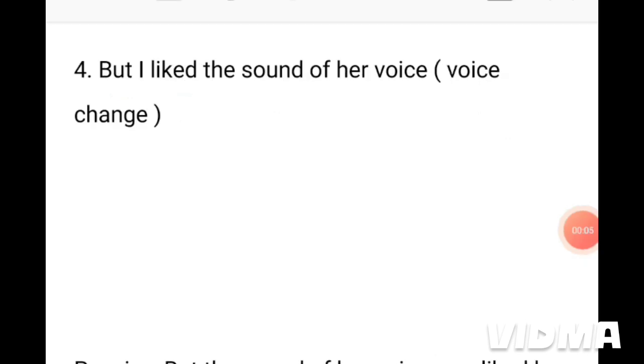Now look at this sentence. But I liked the sound of her voice. But is just a conjunction here, and there is no work of this conjunction but.